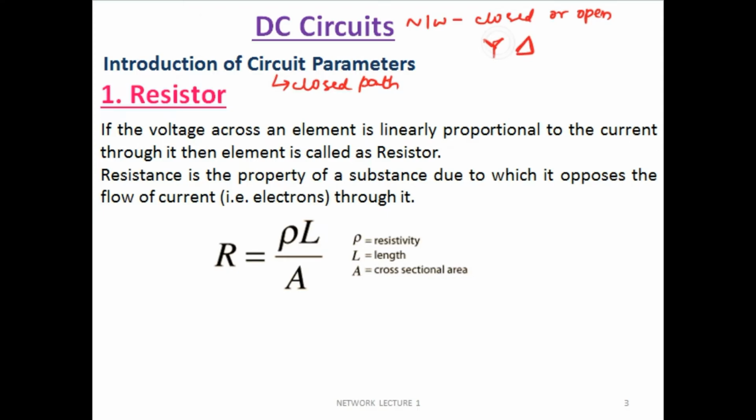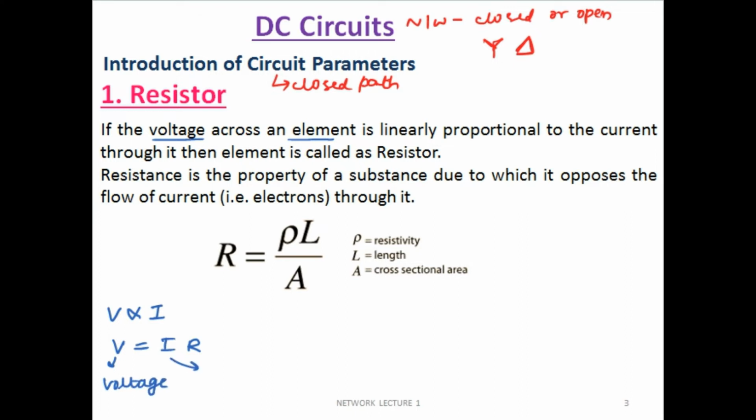If we talk about the parameters, the different parameters are resistor, inductor and capacitor. We will see them one by one. Let us start with the resistor. We categorize elements depending on their VI relationship. In a resistor, the voltage across the element is directly proportional to the current flowing through it. If we remove the proportionality sign, we get V is equal to I into R.